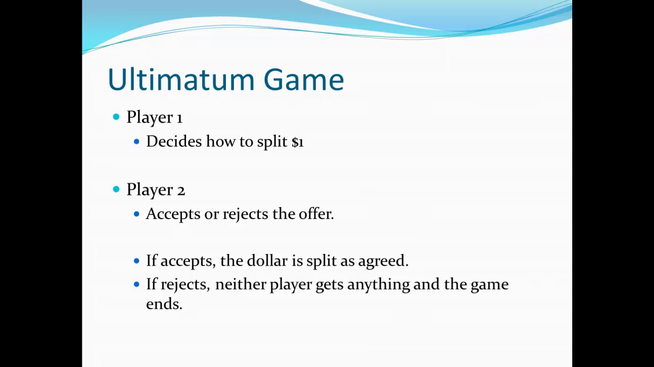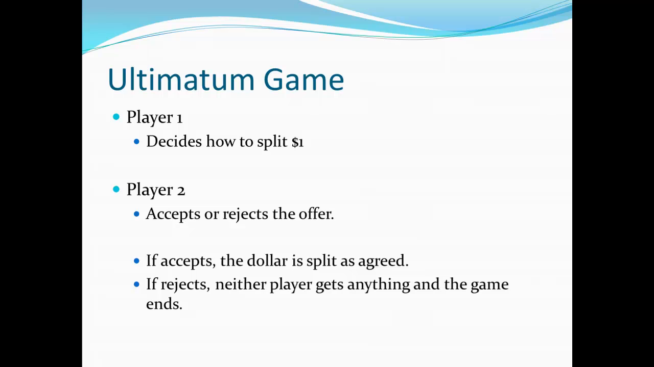So here we have two players in what we call the traditional ultimatum game. Player one gets to decide how they're going to split $1. They come up with some offer of some way to split it. They can split it 50-50, 99 cents for me, 1 cent for you, and so on. Player 2 then gets to either accept or reject that offer. If player 2 accepts, then the dollar is split as the two agreed. If, however, player 2 rejects, then both players walk away with nothing, and the game is over. So player 2 either accepts that offer or gets nothing at all. That's why it's an ultimatum.